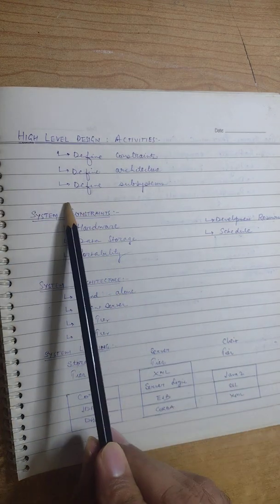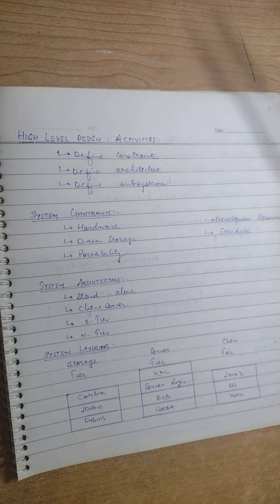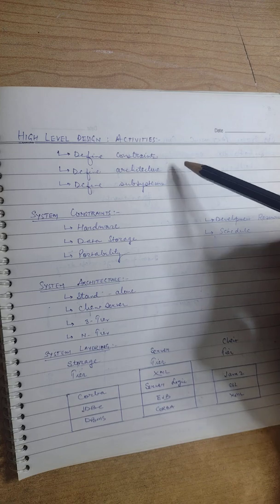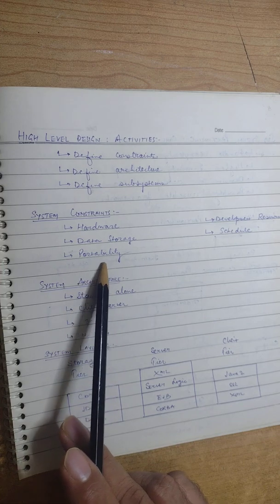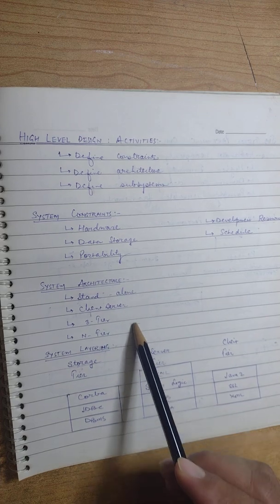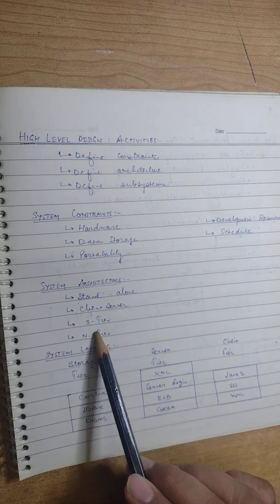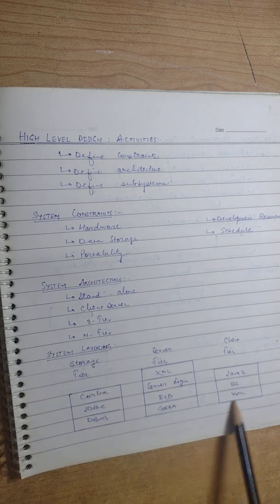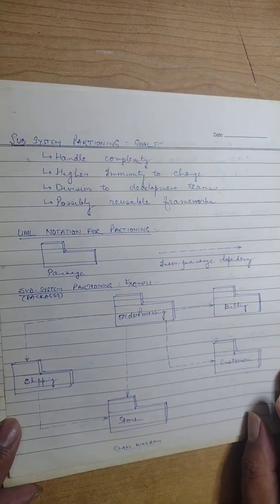So for high level design, when you are making the notes, you can write what the activities are. In activities we have the constraints, architecture and subsystem details. System constraints would be hardware, data storage, portability, development resources, schedule. System architecture will have different types of architecture: it could be standalone, client server, 3-tier, n-tier, and then the detail of system layering is also there, which is part of the complete system design in object oriented analysis.